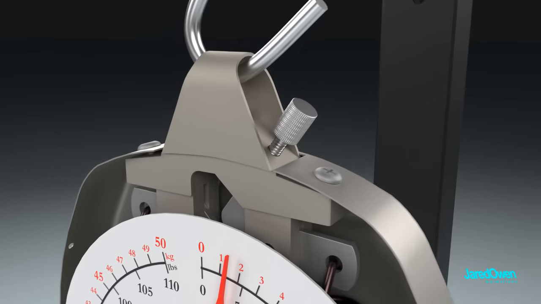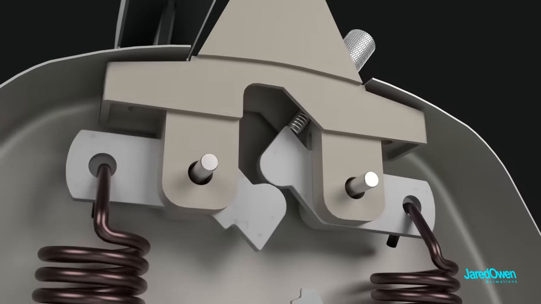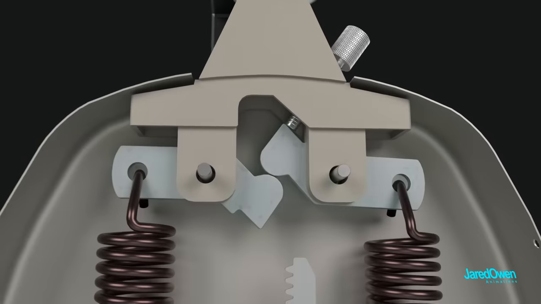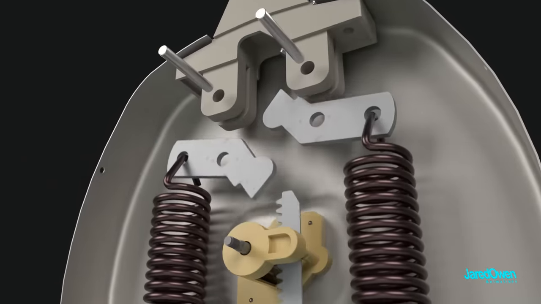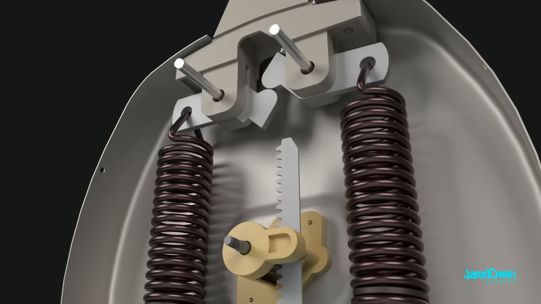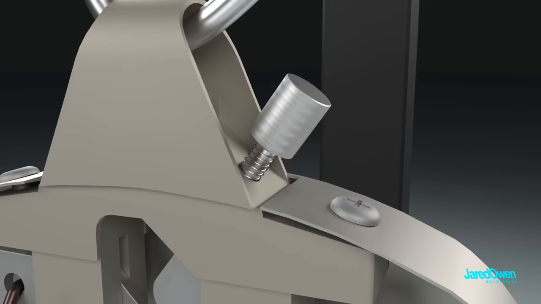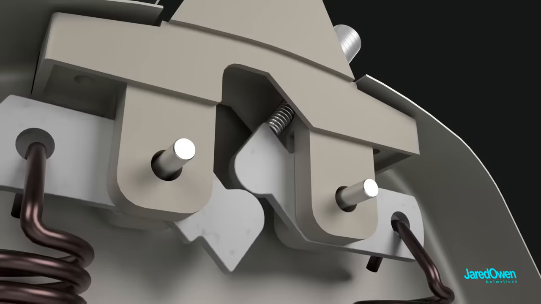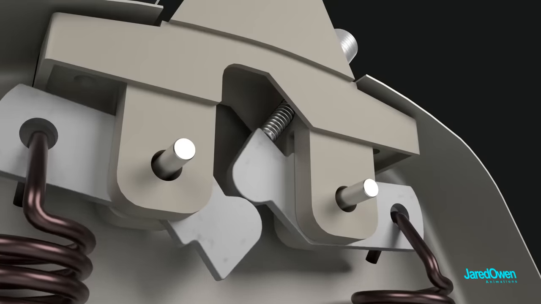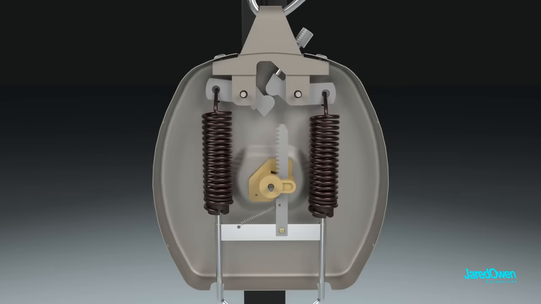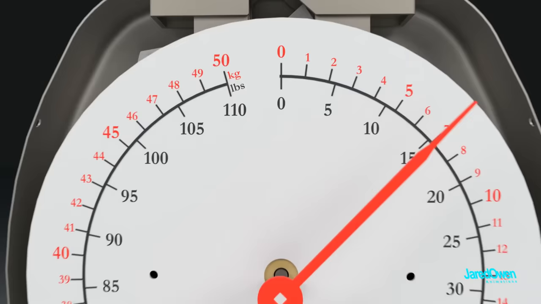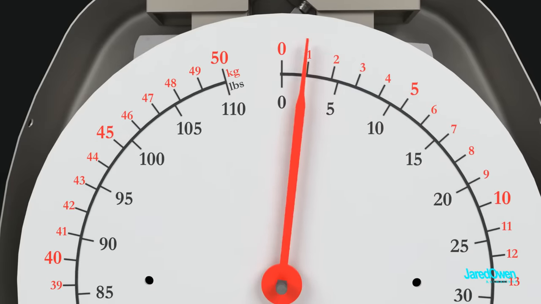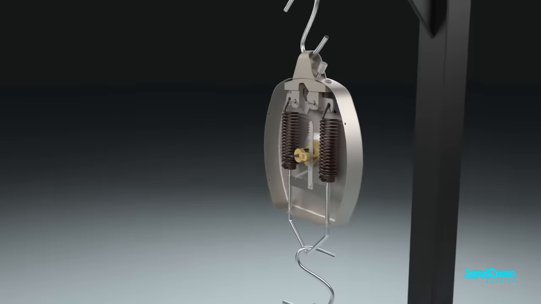You can see that it goes all the way through and comes out the other side. These two are called the pivot plates. They both have a hole in the middle, which is where they attach. As you spin the calibration knob, it will push against the metal pivot plates. So as you turn the knob, the whole spring assembly will go up or down, which will just barely move the red pointer. Once it's right at zero, then you are ready to start weighing again.